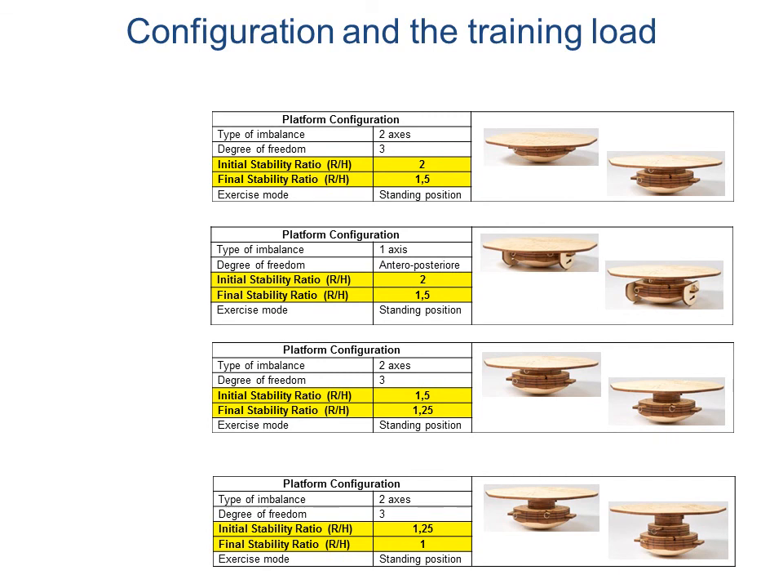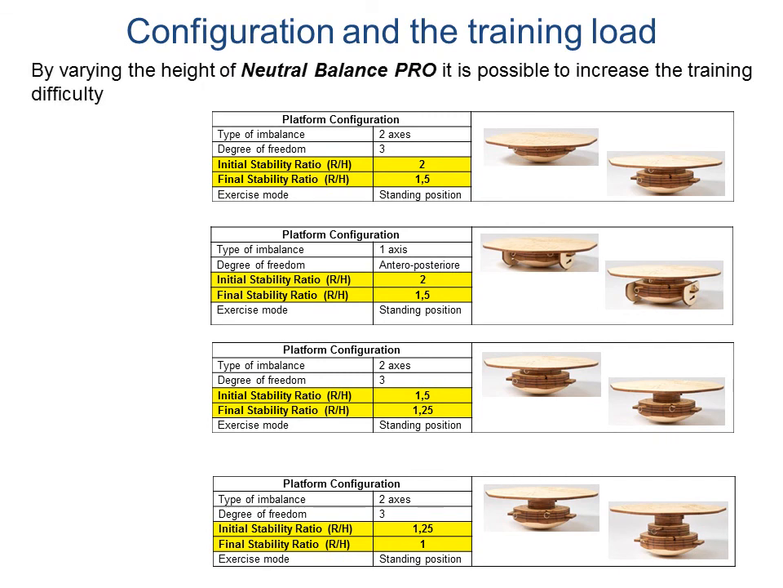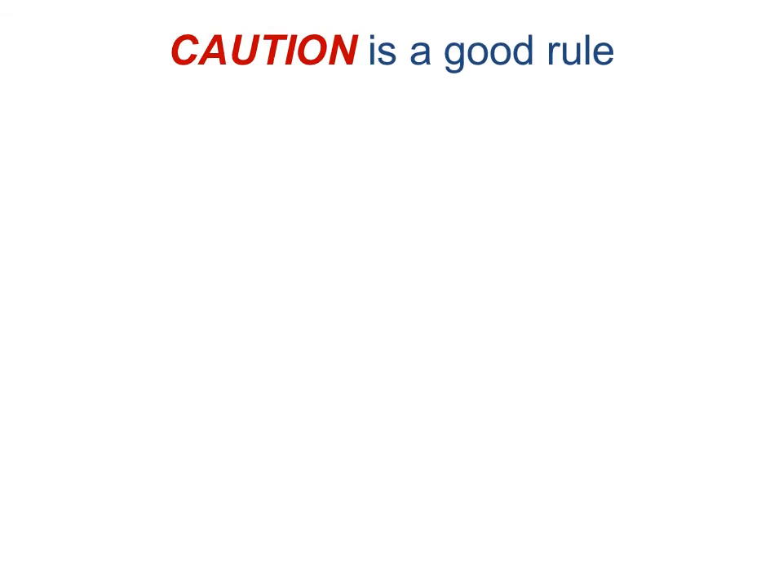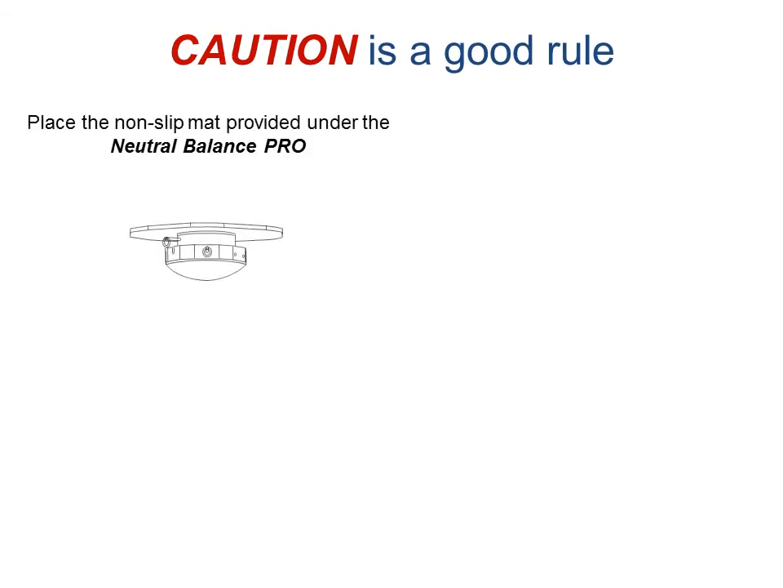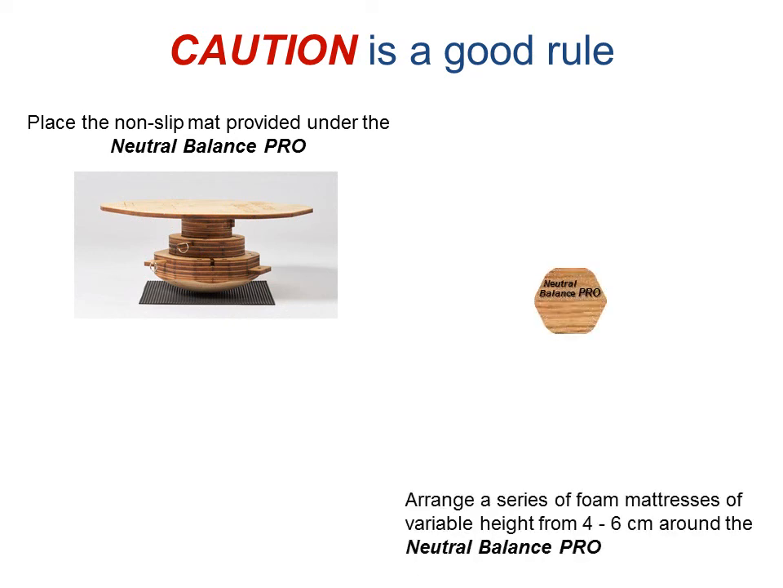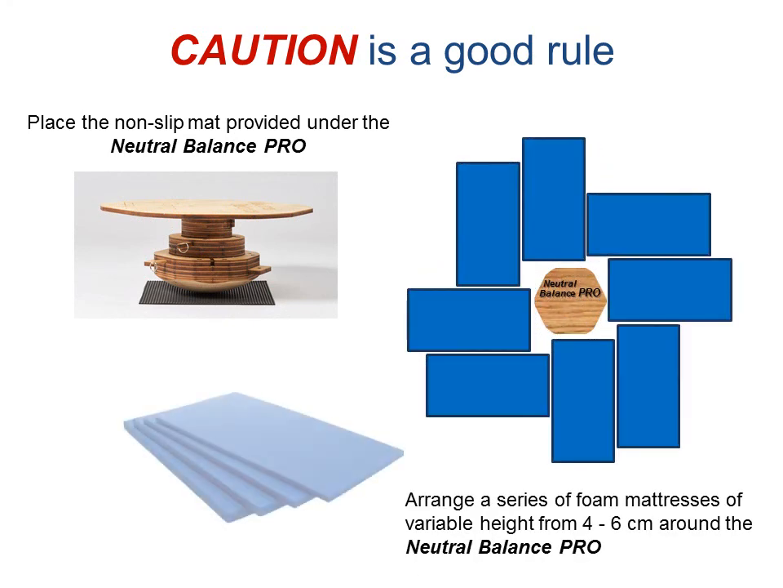Configuration and the training load. By varying the height of NeutralBalance PRO, it is possible to increase the training difficulty. Caution is a good rule. Place the non-slip mat provided under the NeutralBalance PRO. Arrange a series of foam mattresses of variable height from 4 to 6 cm around the NeutralBalance PRO.